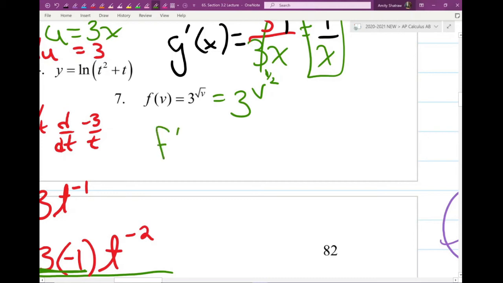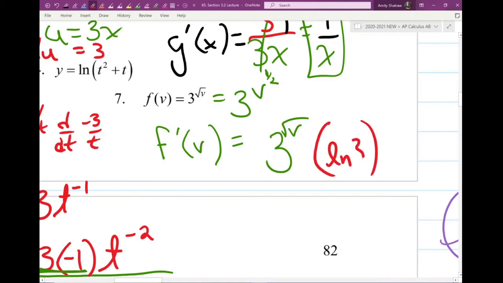All right, so f prime of v equals, well, remember what I said. The derivative is just the same as the original. There it is. 3 times the square root of v. Don't forget, though, there's that constant, supposed to be a natural log of 3. And here's the last piece. You still need to take the derivative of v to the 1/2. Always remember to take the derivative of each piece. So just to get the red piece, that's just taking the regular derivative of an exponential function. But this piece, this is the chain rule.